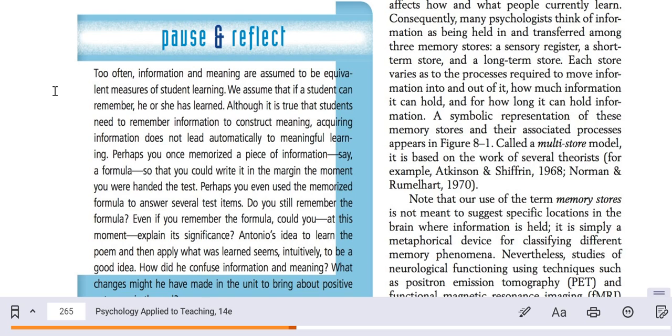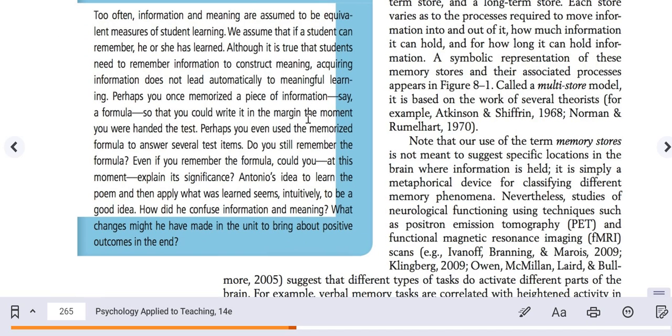Antonio's idea to learn the poem and then apply what was learned seems, intuitively, to be a good idea. How did he confuse information and meaning? What changes might he have made in the unit to bring about positive outcomes in the end?